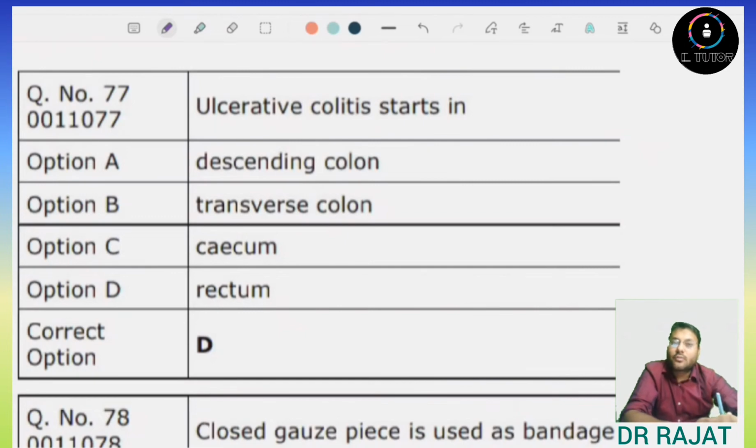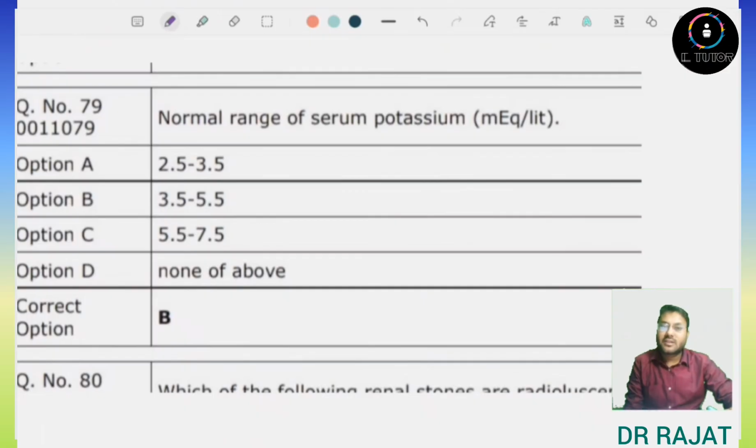Next question is ulcerative colitis starts in. So option number A is the descending colon. This is wrong. Transverse colon, again this is not true. Cecum, no. Rectum, this is true. So ulcerative colitis mainly starts from the rectum, then it can spread backward to the colon and sometimes the ileum also, so backward.